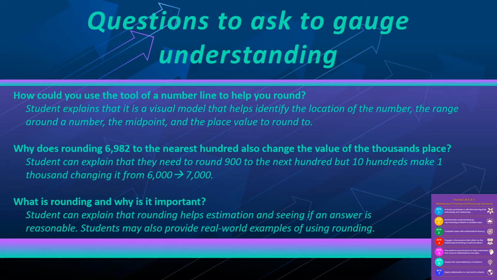And then the last question is, what is rounding and why is it important? Students should be able to see the real-world connection and see how rounding fits into the other math concepts they've learned. The MTRs that are really related to this will be 5, 6, and 7. So a lot of using patterns, making real-world connections, and assessing the reasonableness of their solutions.